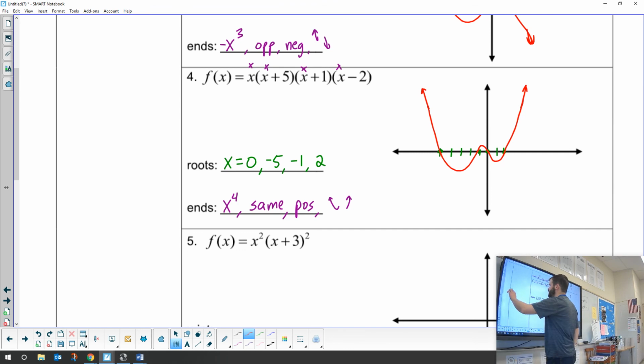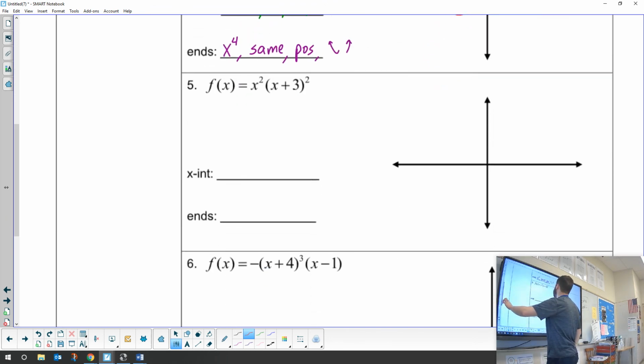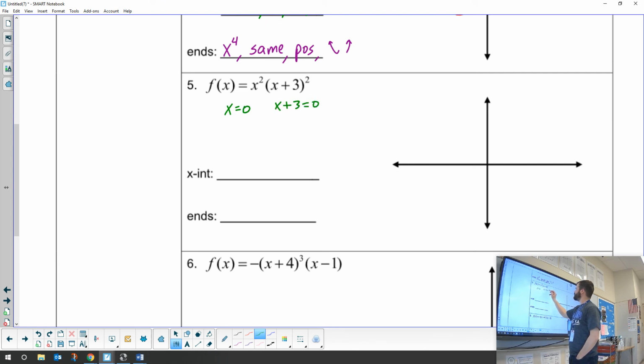All right, let's take a look at number 5. Same thing for number 5. So number 5, we have our x-intercepts. In this case, we have x equals 0 and x plus 3 equals 0. So once again, there's one of my roots. And my other root is going to be -3, right? Okay. However, both of these are being squared, right? So both of these are double roots. Okay, so that means that they bounce, right? So we're not going to go through those points. It's going to bounce off of it.